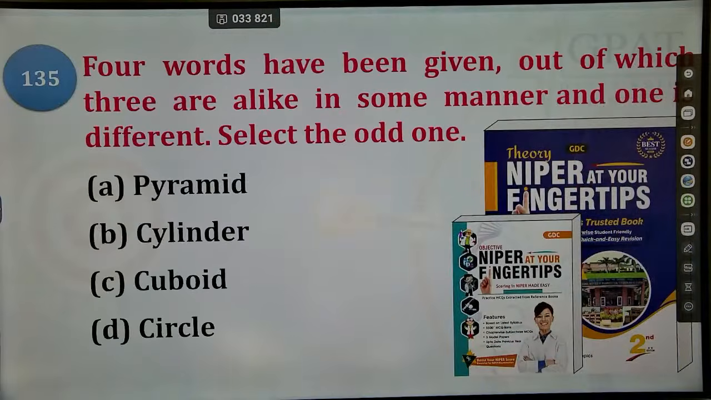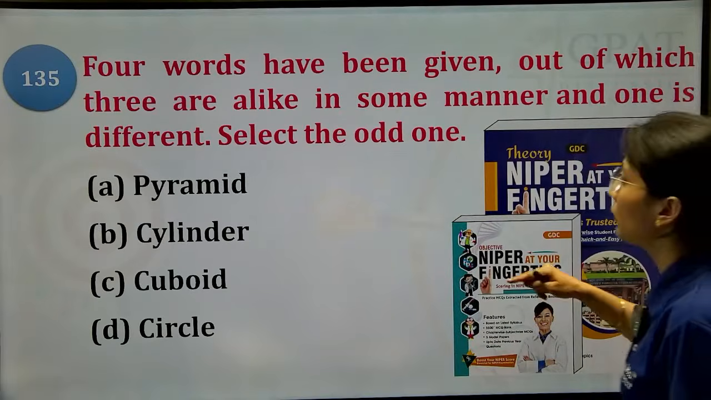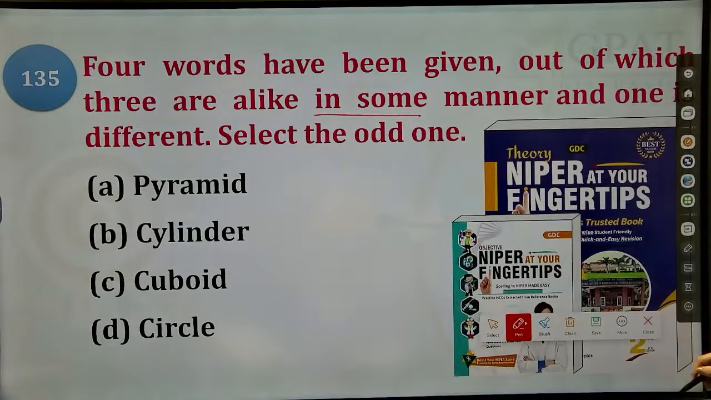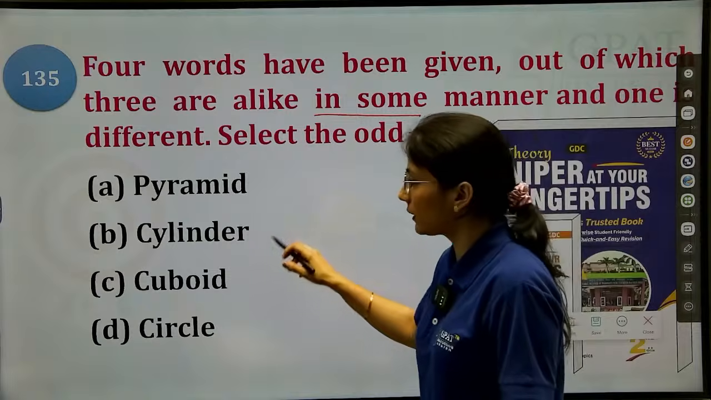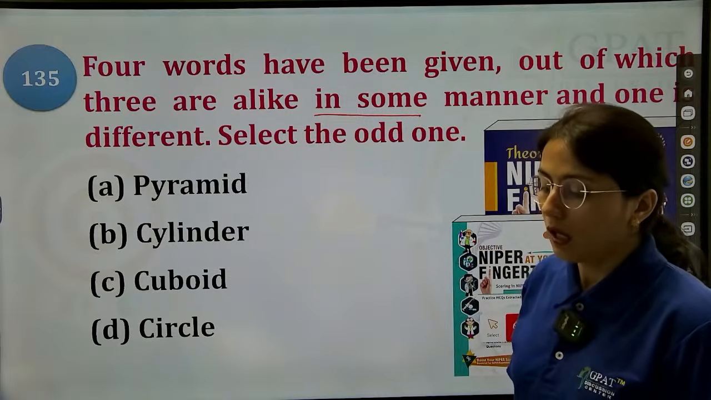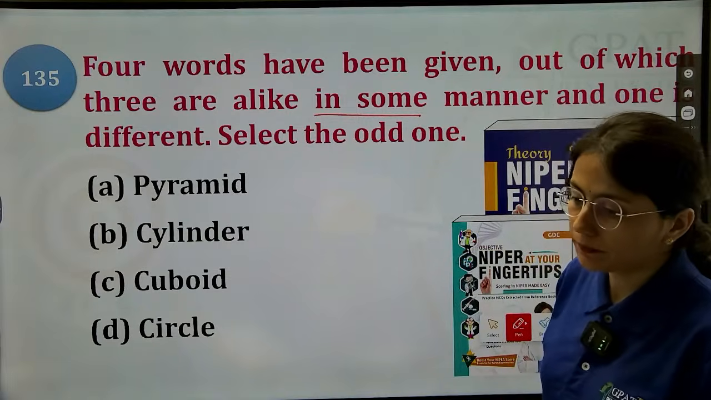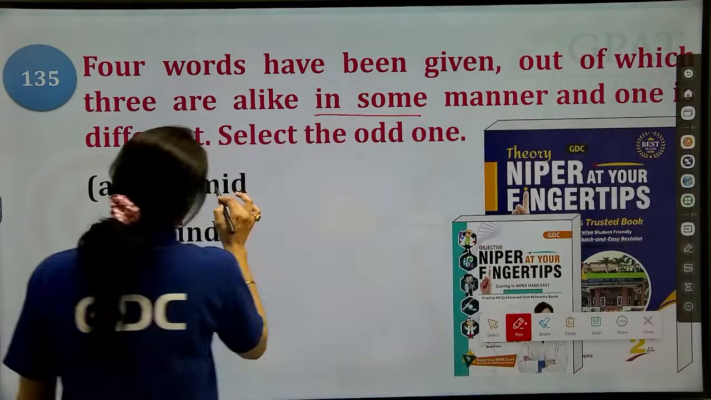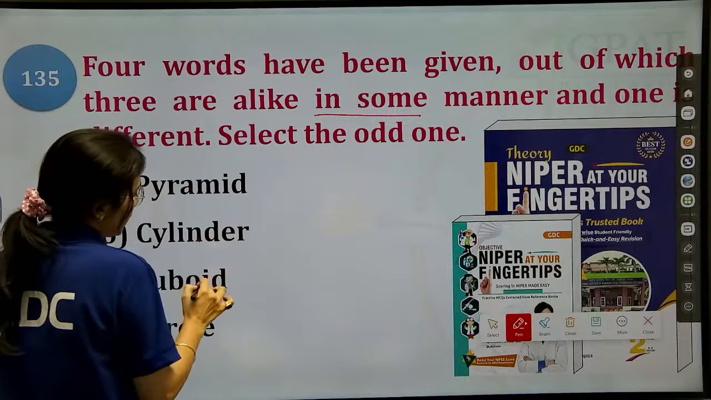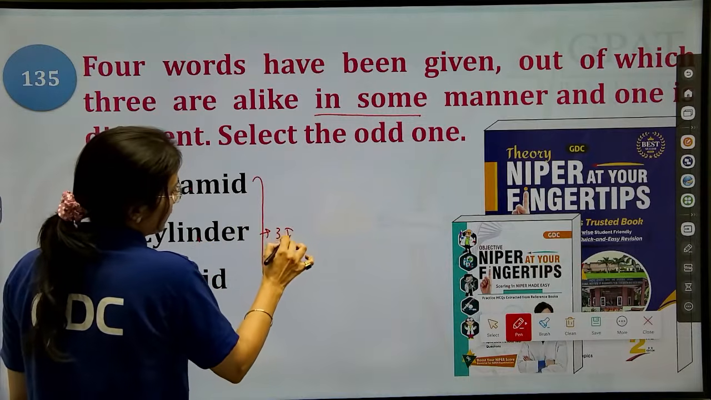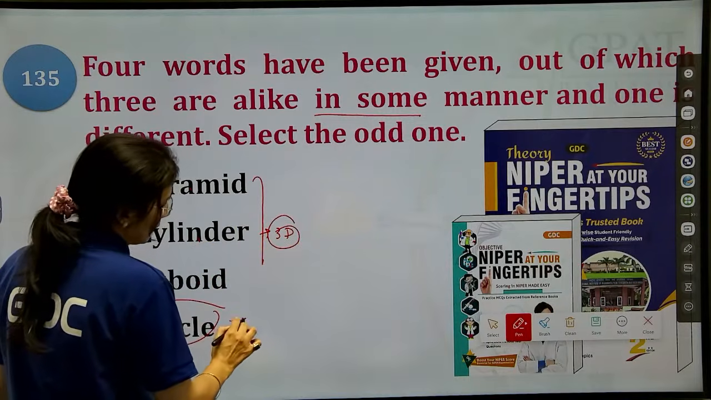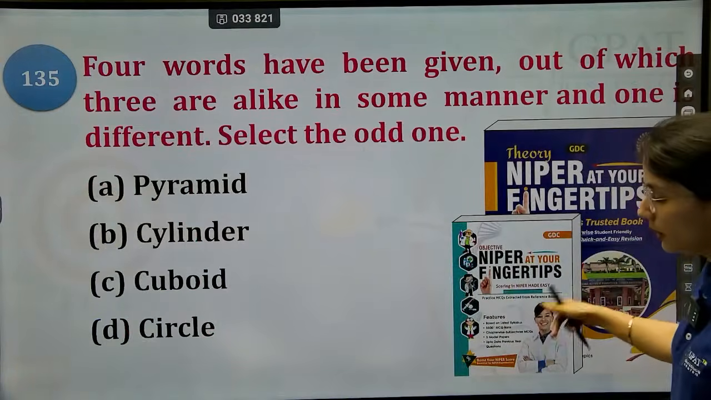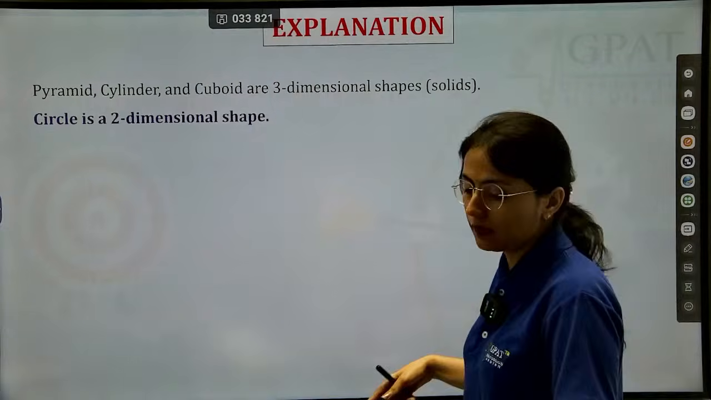Now four words have been given, out of which three are alike in some manner: pyramid, cylinder, cuboid, circle. If you see, pyramid, cylinder and cuboid are all 3D, that is three dimensional. Circle is 2D, that is two dimensional. So the odd one is circle. So option D is correct.